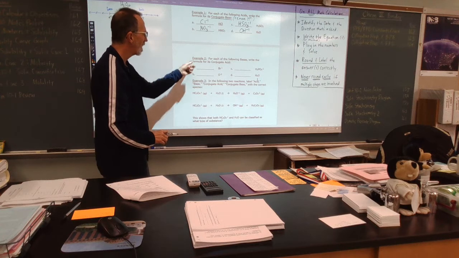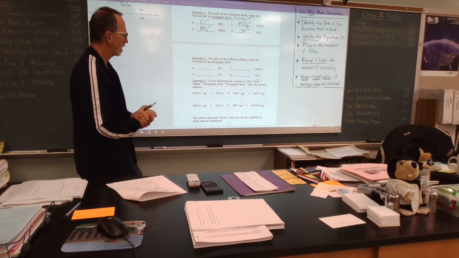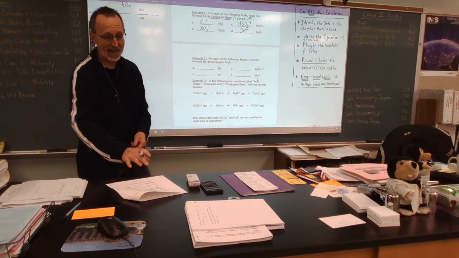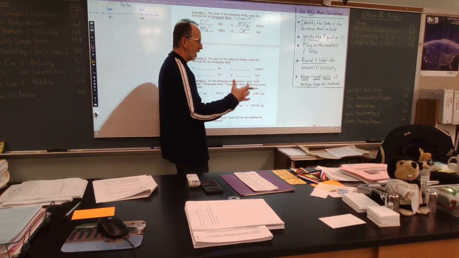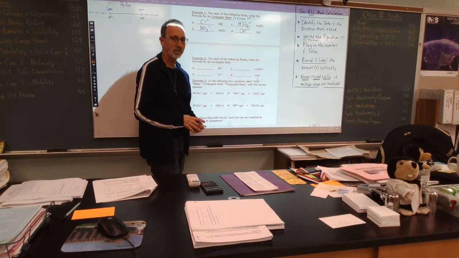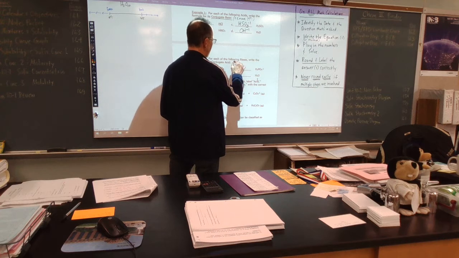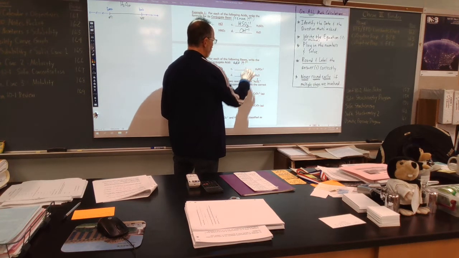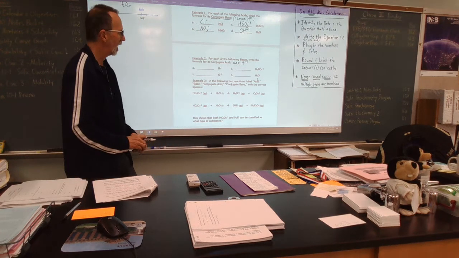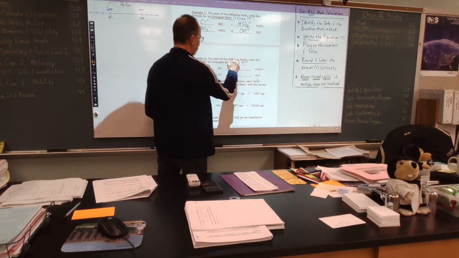Okay. The next example, for each of the following bases, write the formula for its conjugate acid. Well, now a conjugate acid is where a base has accepted a hydrogen ion from an acid. And so the conjugate acid then is what's formed once a hydrogen ion is added to a base. So, a little different here.